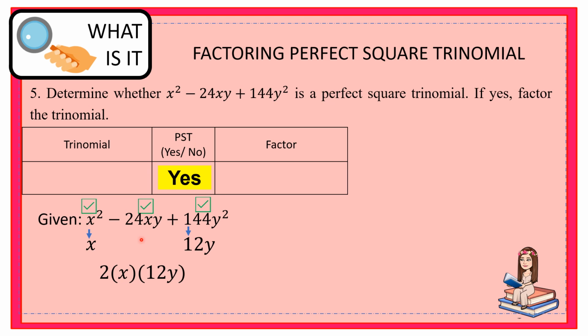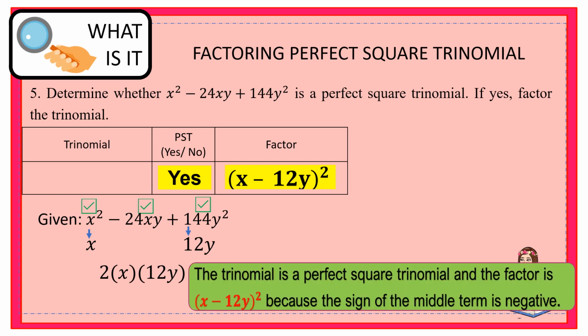So always copy the first square root x, copy the sign of the second term, and copy the second square root 12y and make them a square. So this is our factor. Copy the first square root x, copy the sign of the second term, minus, and then copy the second square root 12y and then express as a square. Okay, so the trinomial is a perfect square trinomial and the factor is x minus 12y squared because the sign of the middle term is negative.